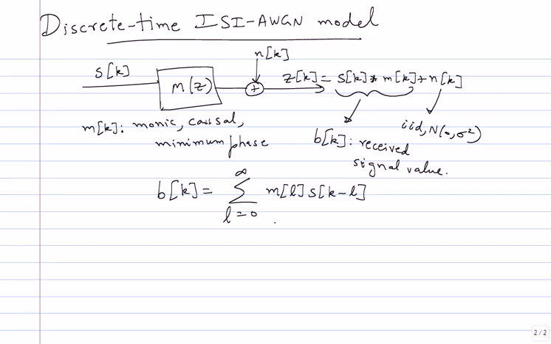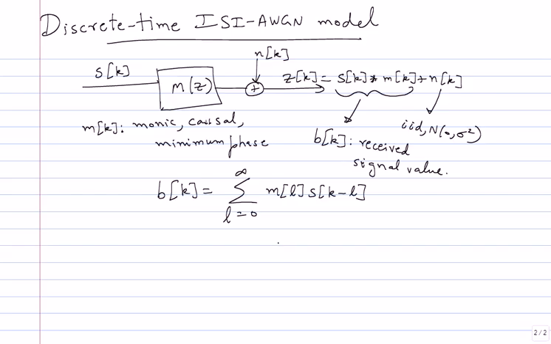Okay, so you notice B of 0 contains components from S of 0 and something before, and we didn't transmit anything before S of 0, so nothing else will come. B of 1 will contain S of 1 and then S0 as well. B of 2 will contain some component from S2, S1 as well as S0. Of course you can't observe B of K directly. You can observe only B of K plus noise. That's the only thing you observe, but B of K is the received signal value.